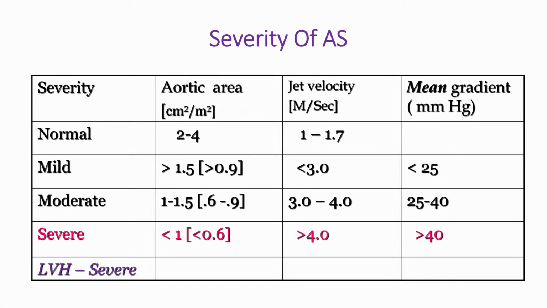Now coming on to the severity of AS, normal is 2 to 4 centimeters square. Mild, moderate, severe depends upon the gradient: less than 25, 25 to 40, and more than 40 millimeters of mercury we call severe aortic stenosis. Then the jet velocity: less than 3, 3 to 4, and more than 4. And the aortic valve orifice area: more than 1.5, 1 to 1.5, and less than 1 we call severe. And if there is associated LVH, in the absence of hypertension or other causes of LVH, it usually suggests severe aortic stenosis.